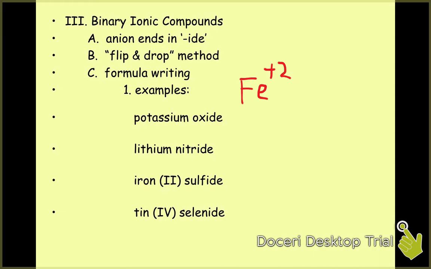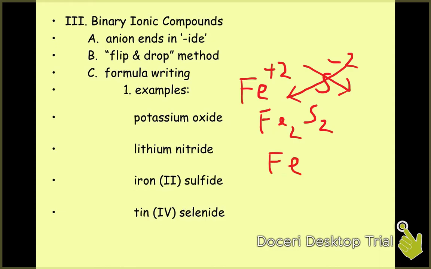So Fe is +2, sulfide, that's S-2. We are going to flip and drop, and so now we have Fe2S2, but wait a minute, we need the lowest whole number ratio, so we can reduce those 2's and we get FeS as the lowest ratio.